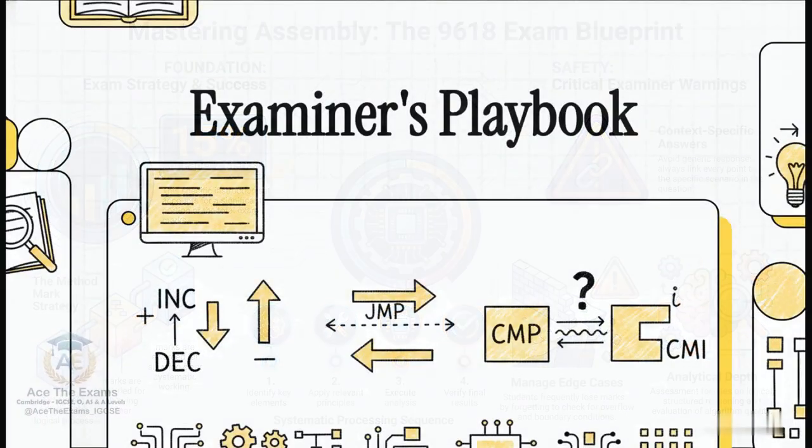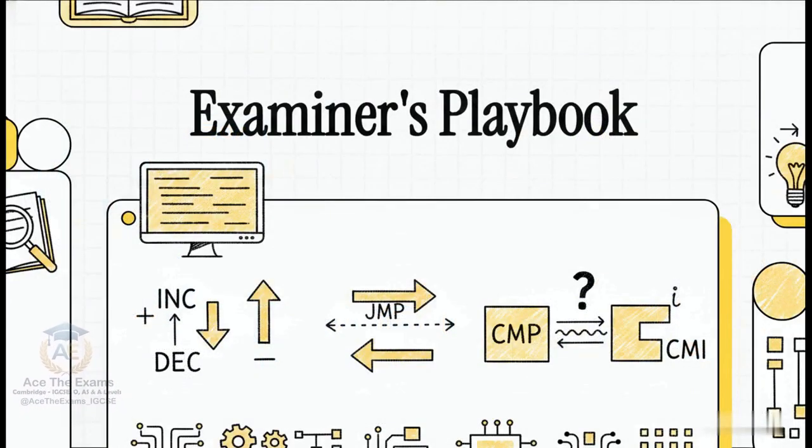Today, we are entirely focused on decoding the Cambridge 9618 AS and A-level computer science exam. Now, if you're gearing up to sit for paper 2, you are in exactly the right place. We are literally opening up the examiner's playbook today. We're going to master a very specific, absolutely critical segment of the syllabus, the assembly language instruction set. Specifically, we're putting a massive spotlight on 5 instructions: INC, DEC, JMP, CMP, and CMI.